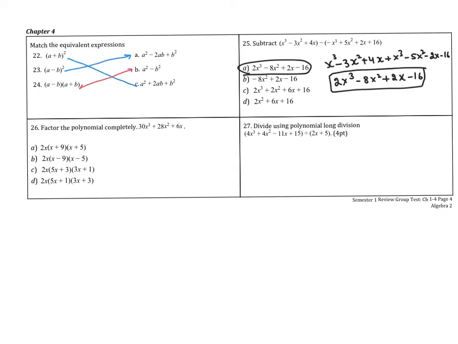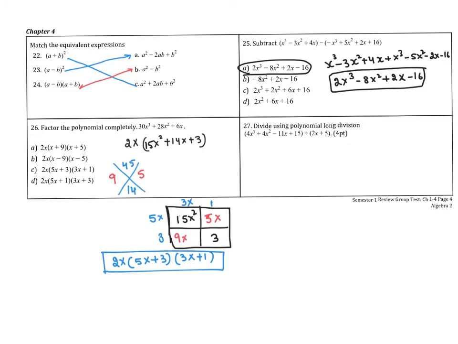For 25, you're going to subtract two polynomials, so make sure you distribute the negative inside first and then combine the like terms. So x cubed plus x cubed is 2x cubed, negative 3x squared and negative 5x squared is negative 8x squared, and 4x minus 2x is positive 2x, and the last number is negative 16. So the option is A.